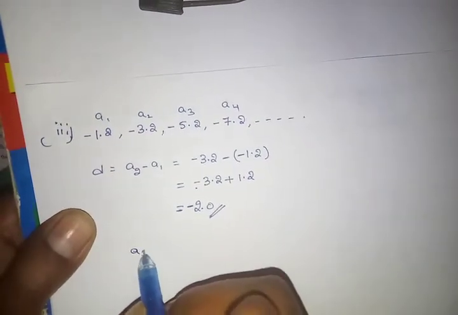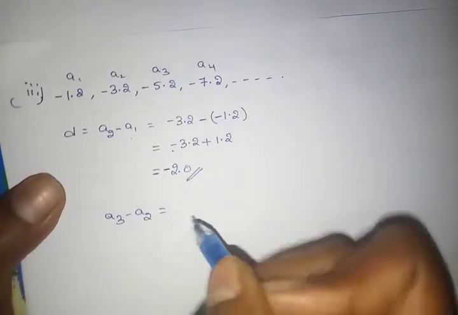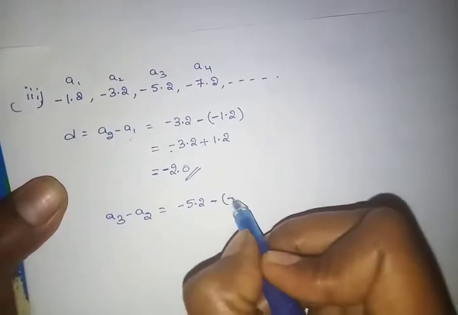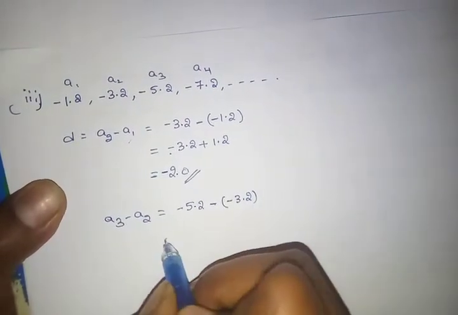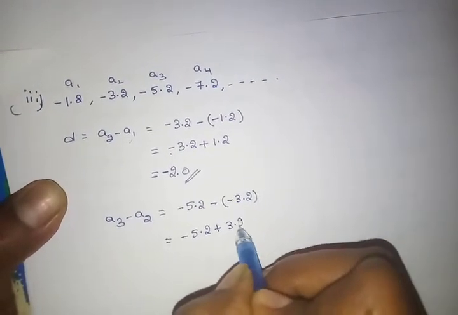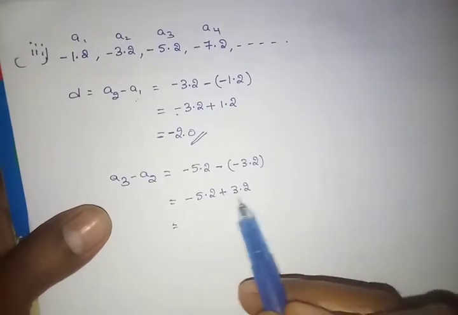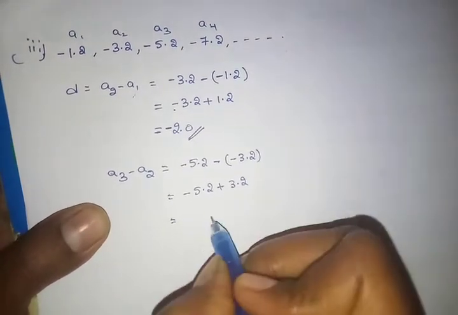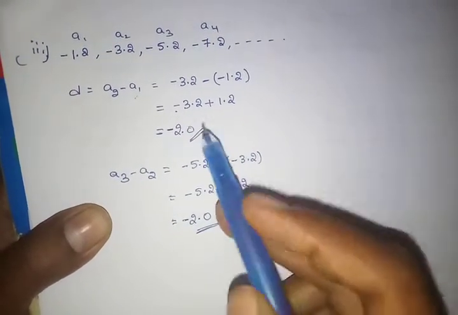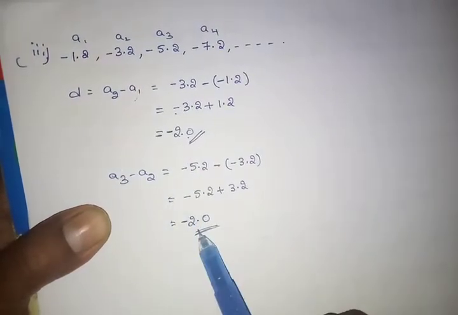Now check for A3 minus A2. What is A3 value? Minus 5.2 minus of minus 3.2, the A2 value. Now minus 5.2, minus into minus plus 3.2. Sorry, subtract both, different symbols, no? Subtraction. 2 minus 2 is 0. 5 minus 3 is 2. Bigger number symbol minus. What did we get? Both are the same, equal. A2 minus A1 equals A3 minus A2.